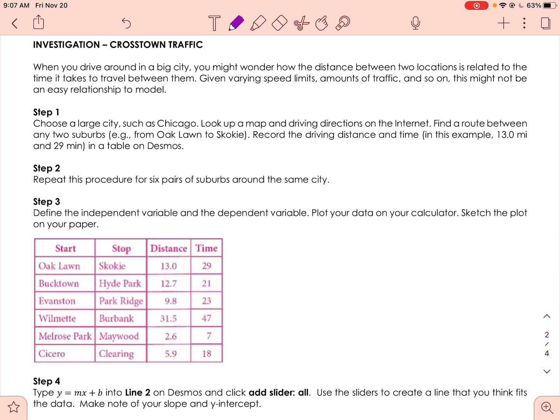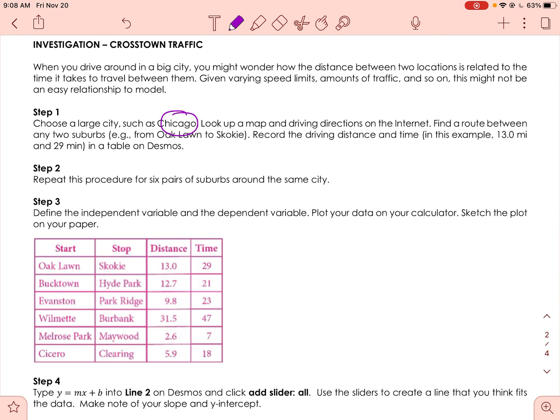When you drive around a big city, you might wonder, how is the distance between two locations related to the time it takes to travel between them? How does Google Maps figure out that time? There are varying speeds and amounts of traffic, and this might not be an easy relationship to model. So I want you to take some time to look up a map and some driving directions, find a route between two suburbs, and do this 6 times. Then record your driving distance and time in a table on Desmos.